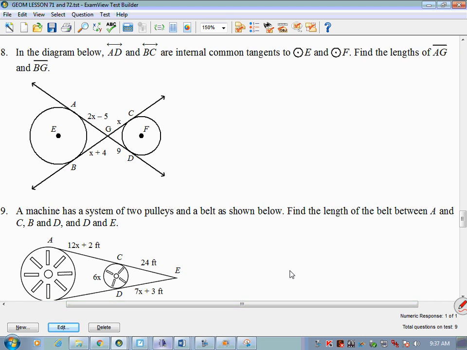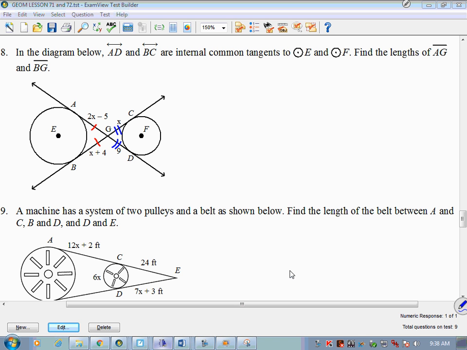All right, in this diagram below, AD and BC are internal common tangents to circle E and circle F. We want to find the lengths of AG, this length right here, and BG, this length right here. I don't know if this is something they say in the book, but these segments, like I showed you, are going to be the same length. So the easiest place to start is finding out what x equals.